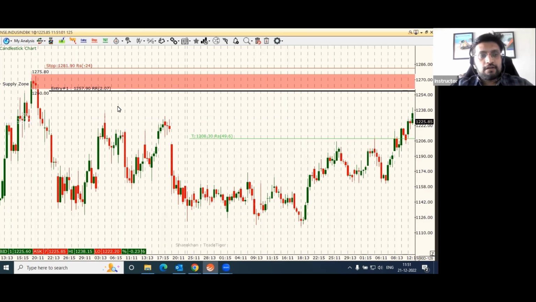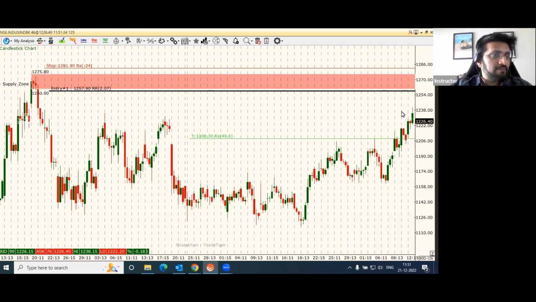Now, remember, one of the advantages of demand and supply, if you know how to apply it properly, is you can time the market reversals even before they happen. And the trade in IndusInd Bank was a classic demonstration of that. So when we planned the short trade at 1257.90, IndusInd was trading at 1238. So in other words, I am planning a reversal trade in advance, expecting that prices will reverse from 1257.90.